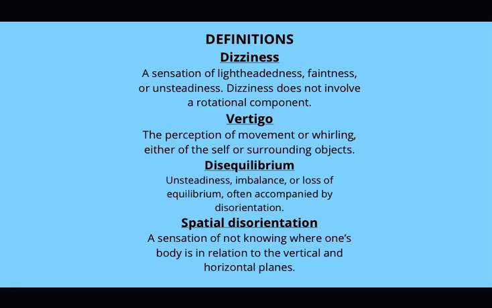Vertigo: the perception of movement or whirling, either of the self or surrounding objects. Disequilibrium: unsteadiness, imbalance, or loss of equilibrium, often accompanied by disorientation. Spatial disorientation: a sensation of not knowing where one's body is in relation to the vertical and horizontal planes.